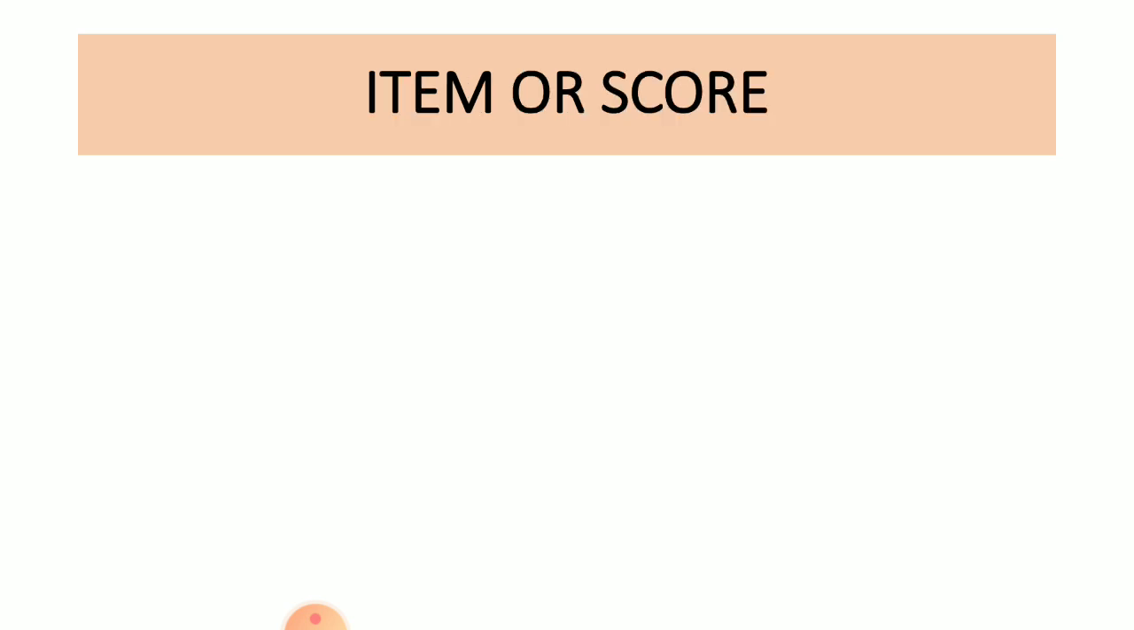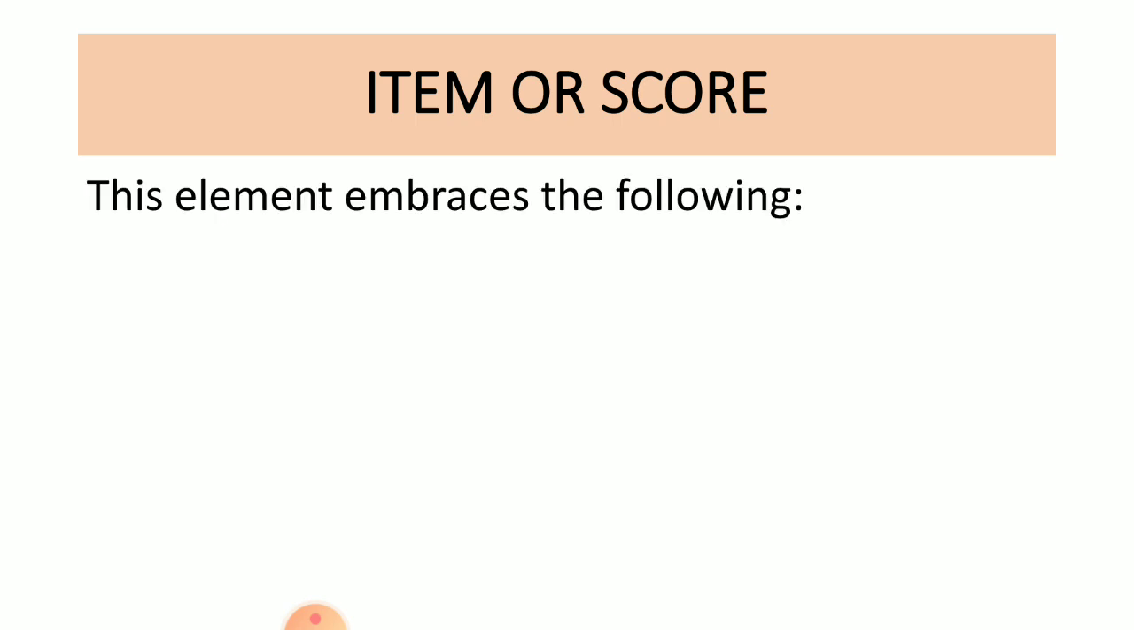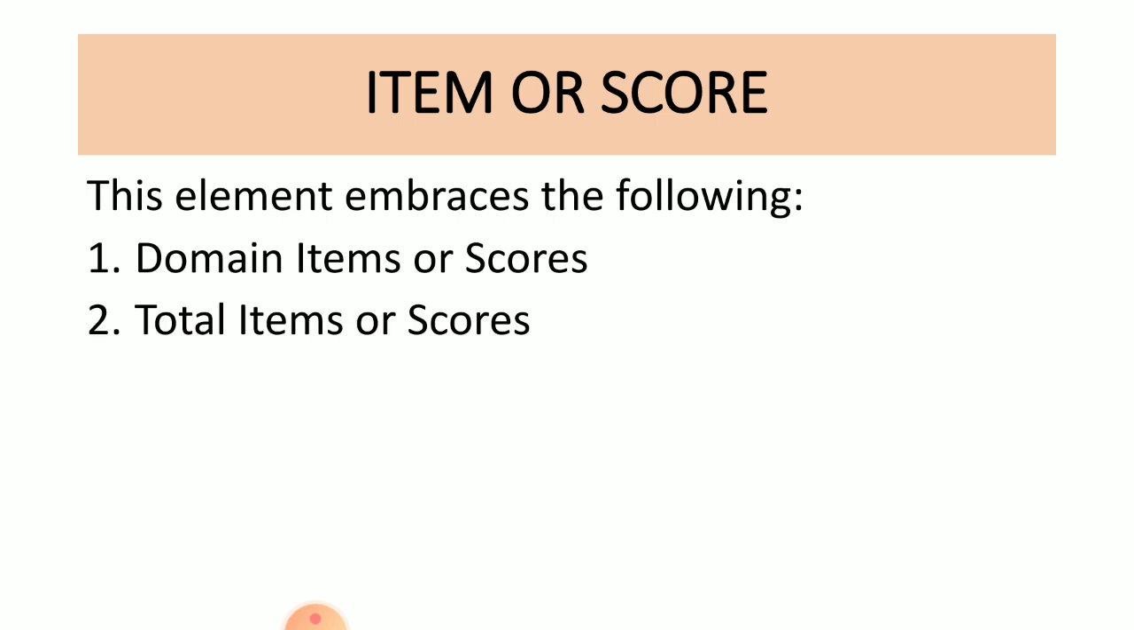And lastly, we have the item or score. This element embraces the following. 1. Domain items or scores. So this is the maximum points given for each item correctly answered in each domain. Next, the total items or scores. This is the perfect score in the entire assessment in all domains.